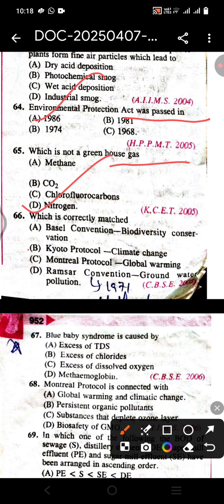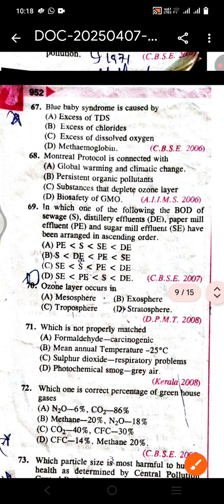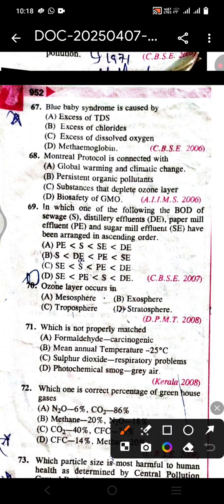Which is correctly matched? The Kyoto Protocol is related to climatic change. The Montreal Protocol is related to the reduction in ozone depleting substances. The Ramsar Convention is related to wetlands. Next, blue baby syndrome is caused by methemoglobin, option D is correct. The Montreal Protocol is connected with the substances that deplete the ozone layer.